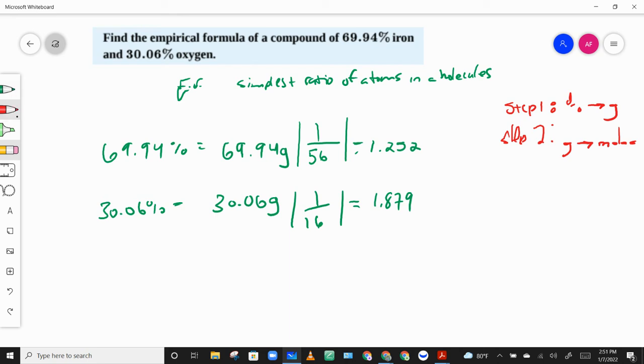Okay. Step 3 is to divide by the smallest number.